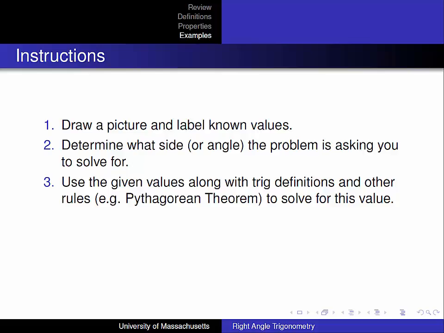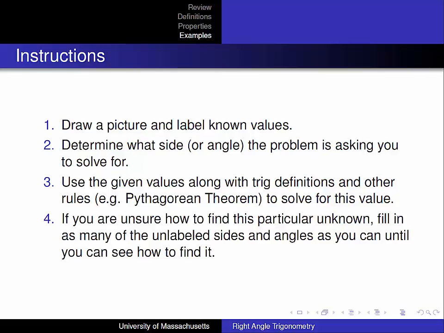However, there might be some times where you look at a problem and you don't immediately know how to solve for the value you want. So the smart thing to do in this situation is just to solve for as many of the unknowns as you can. So you may not know how to find the particular unknown you want, but you can probably use all these facts or definitions that you know to find some of the other unknowns, and they will help you find the specific value that the problem is asking you to find.